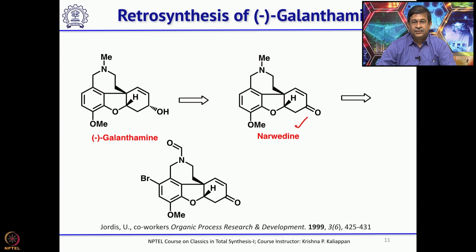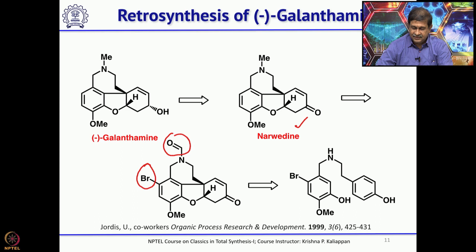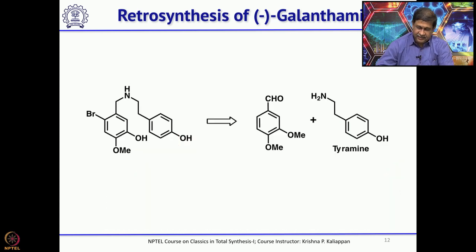Then this was made from this aldehyde, this N-formyl piperidine, that can be easily reduced to give methyl group. At the same time, this bromine also can be reductively cleaved. This, as I said, can be obtained from this diol through oxidative phenolic coupling reaction, which was already established by Barton's group. Then, as you know, this intermediate is very easy to make.